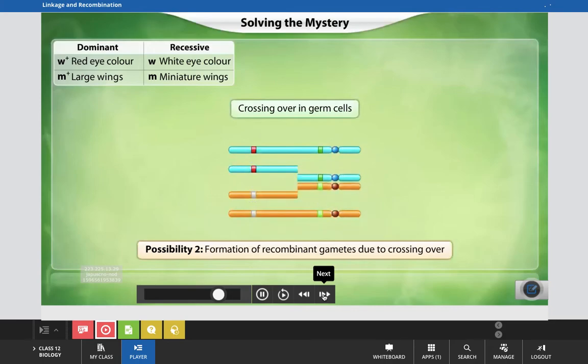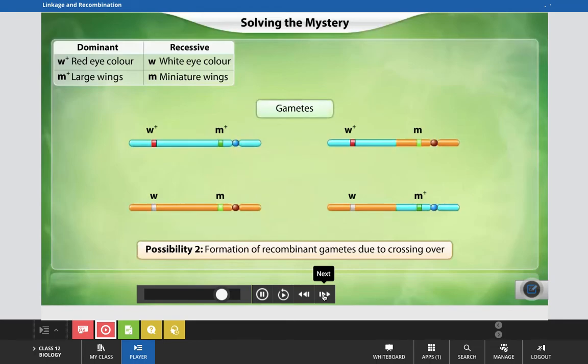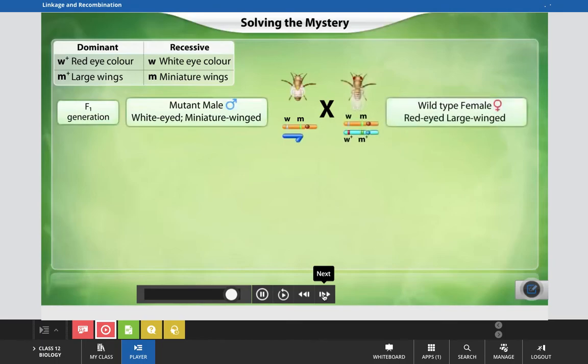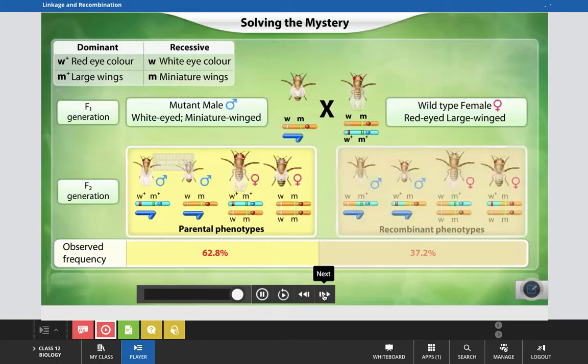However, when crossing over takes place near the alleles for eye color and wing size, the alleles segregate to different gametes. This results in non-parental combinations, which Morgan called recombinant types. Since the frequency of crossing over of linked genes is less, parental types appear more often as compared to the recombinant types in the F2 generation.